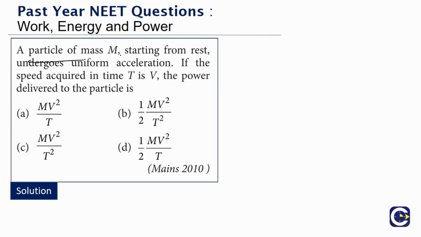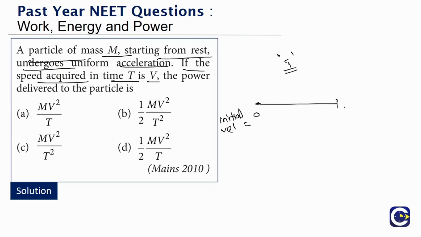A particle of mass capital M starting from rest undergoes uniform acceleration, which means it is starting from rest, so the initial velocity will be 0. If the speed acquired in time capital T is capital V, which means that in a journey of time T the final velocity has a magnitude V, the power delivered to the particle is how much? It's a rather straightforward question.